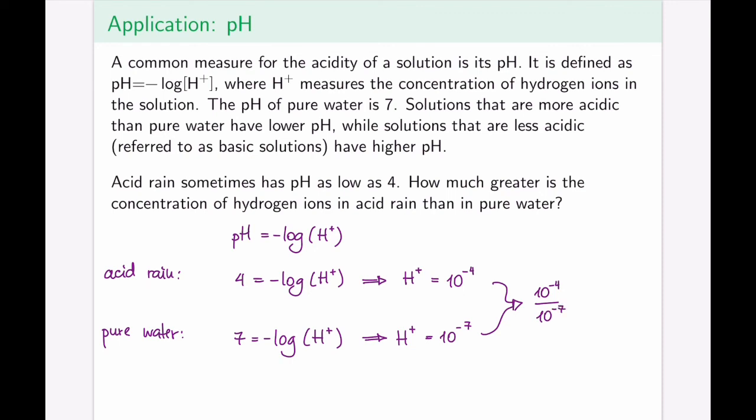And remembering the exponentiation rules, when you divide, you're subtracting powers. So overall, I'm going to have 10 to the power negative 4 minus 7. So negative 4 plus 7. So 10 to the power of 3. 10 to the power of 3 is 1,000. That means that the concentration of hydrogen ions in acid rain is 1,000 times greater than in pure water, right?